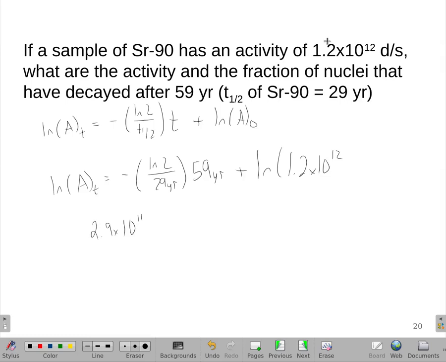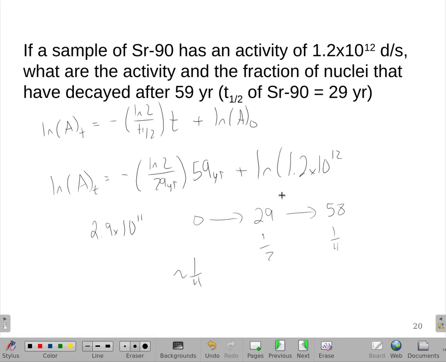Alright, it also asks what fraction is remaining. When we're doing that, it's probably easier just to see based on the number of half-lives. So if we're at time 0, one half-life at 29 years would be 1/2 of it. Two half-lives, 58 years, would break that down to 1/4. Well, we're a little bit beyond that, so we're approximately at a quarter of it.